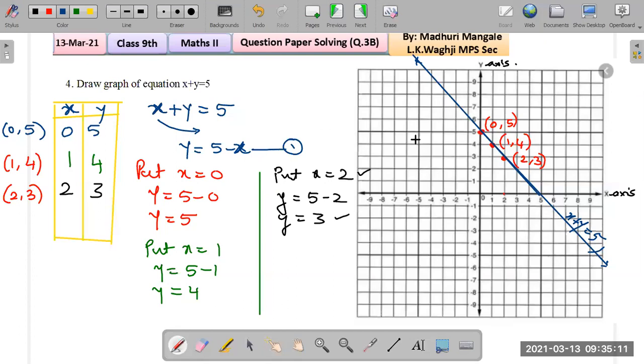So just check, this is for 3 marks. You need to draw that table, get 3 points, and the graph. So distribution would be 1.5 there, 1.5 on the graph, like that. All right, let us move to next question.